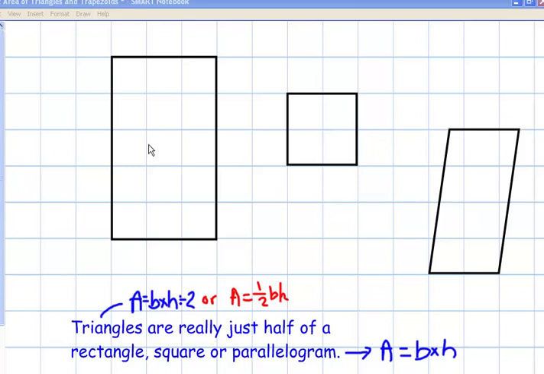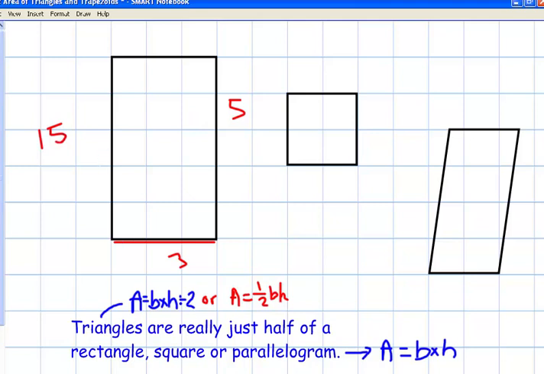Here we have a rectangle. If we were going to find the area of this, we would do base times height, which in this case, let's use red here. See here, we could call this the base, 1, 2, 3, and then the height of this would be 1, 2, 3, 4, 5. And if we're interested in finding out how many square units there are in this figure, we would do 3 times 5 and get 15 square units.